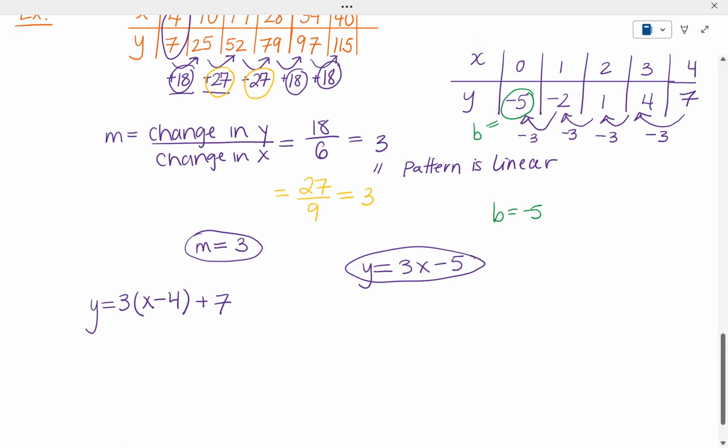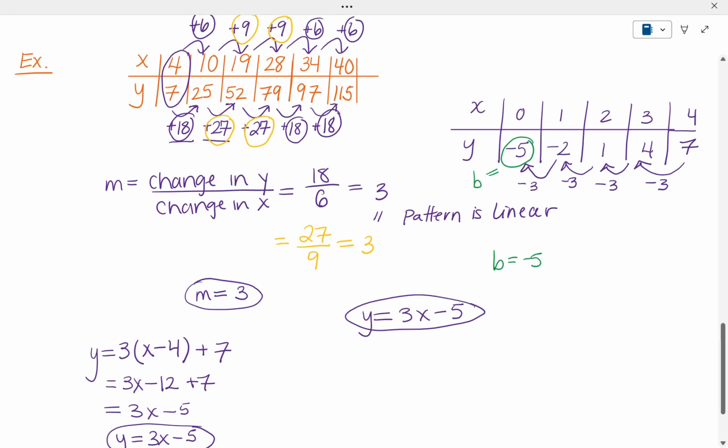And let's check to make sure that y equals 3 times x minus 4, plus 7, is equal to y equals 3x minus 5. So distributing 3, this becomes 3x minus 12 plus 7. That's 3x minus 5, y equals 3x minus 5.